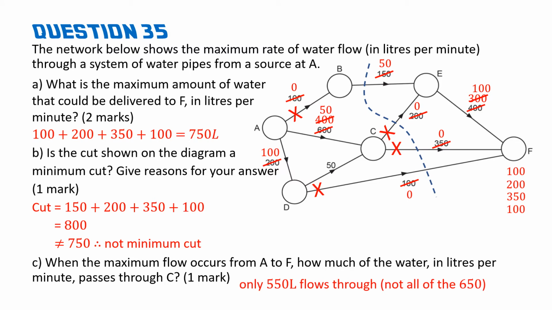So we can only get 550 through C, right? Because it says how much passes through, not how much is coming in, not how much is coming out, how much passes through. Because there will be situations where the amount coming in is not the same as the amount coming out, but that doesn't necessarily mean that the amount coming out is going to be the answer that can flow through, right? Because it could be less coming in than what's coming out. So it is important to check both sides. So in this instance here, 550 litres, not 650.